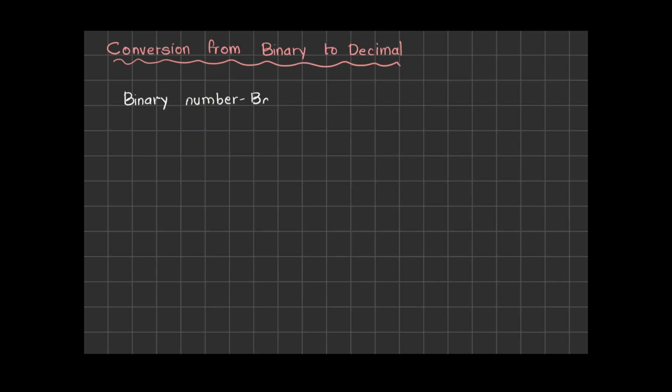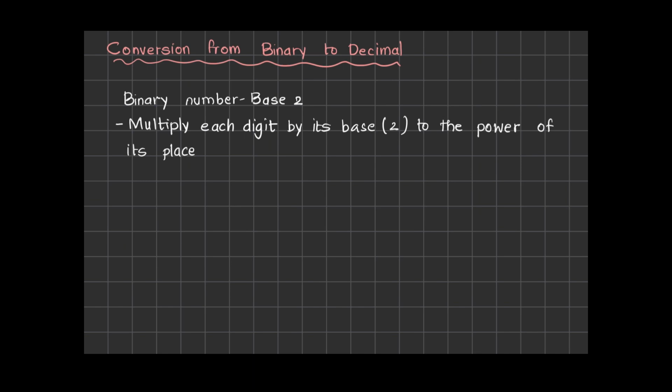Now let's take a look at how we can convert from binary to decimal. Binary is a base 2 number system, so here our base is 2, and the first step is to multiply each digit by 2 to the power of its place value. The second step is to add the products. For example, here we have the number 11011. We can now assign the place values for each digit as 0, 1, 2, 3, 4.